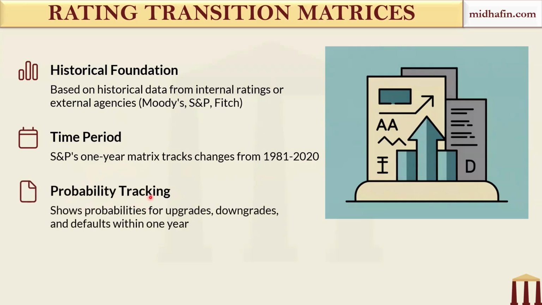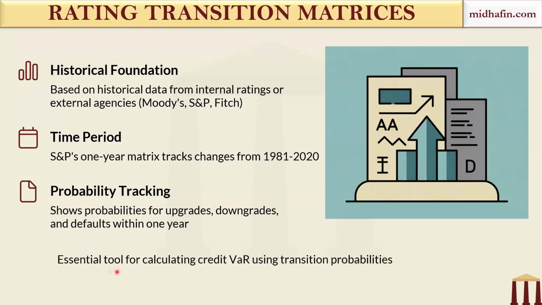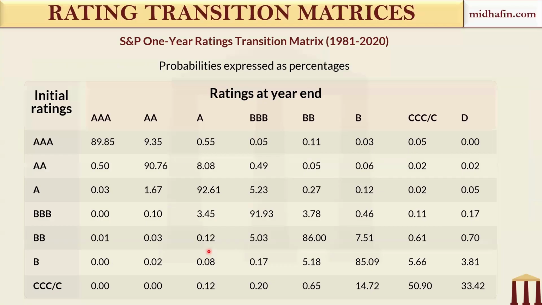Next, probability tracking. So what do these matrices show? They show probabilities of upgrades, downgrades, and defaults within a 1 year window. Okay. So in short, these transition matrices are an essential tool for calculating VaR because they provide the transition probabilities that feed directly into the loss distribution models. So here we see this actual 1 year transition matrix from S&P based on historical data from 1981 to 2020. The probabilities are expressed as percentages.